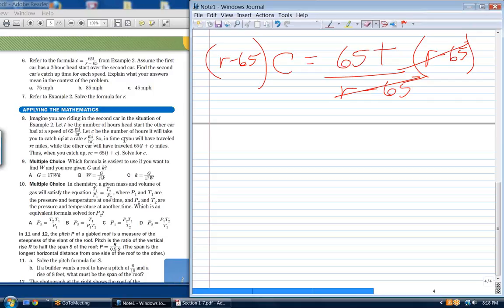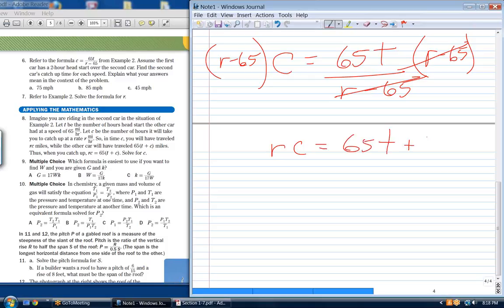So in time C, you will have traveled RC miles, while the other car will have traveled 65 times the head start it had plus C miles. Thus, you catch up when RC miles is the same as 65 times T plus C. Well, notice this was halfway through our solution. When we solved that for R, the second to last step we had was this. So we can just divide it by R, right?